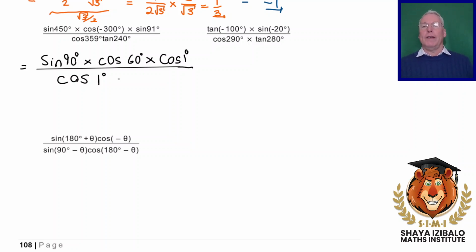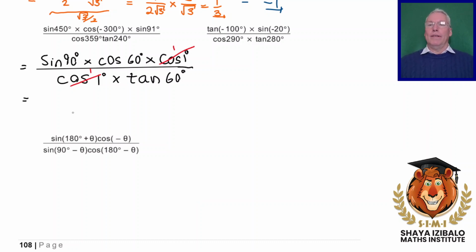Tan of 240 degrees, we're in quadrant 3 by 60 degrees. Tan's positive in quadrant 3, so this is exactly the same as tan of 60 degrees. Okay, this is just 1. These cos 1 degrees are going to divide out. Prefer not to use the word cancel. They divide out, leaving 1 in each case. So our final answer is definitely positive, and it's going to be cos 60 divided by tan 60.